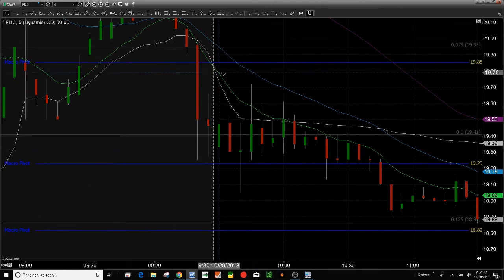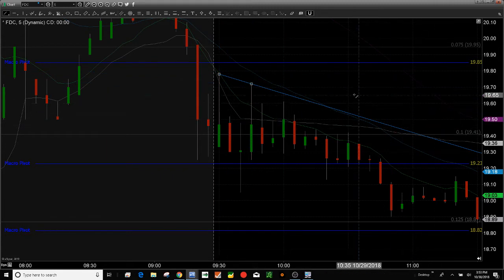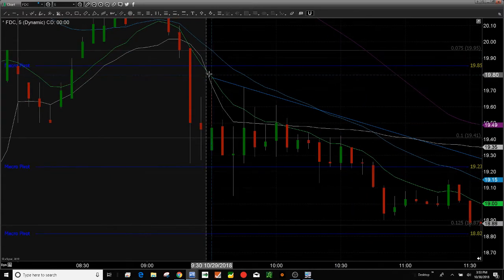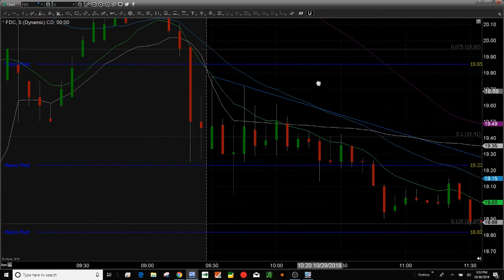So right here, between this line and this line, is a trend line I want to use. And if price action breaks this, I might go long. But right now, as far as I know, I want it to go short. Okay.